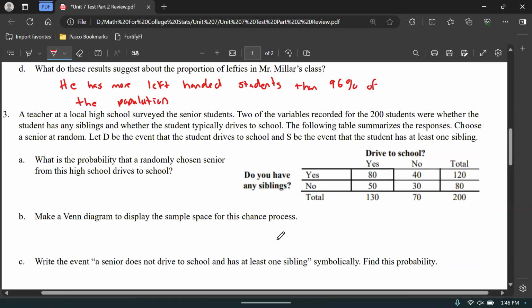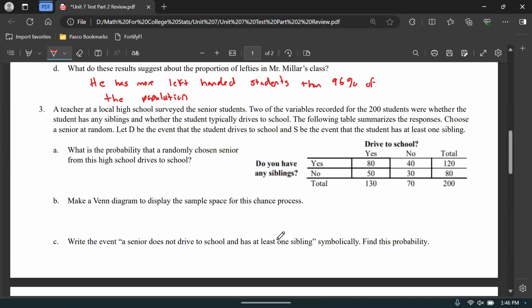All right, a teacher at a local high school surveyed the senior students. Two of the variables recorded for the 200 students were whether the student has any siblings and whether the student typically drives to school. The following table summarizes the responses. Choose a senior at random. Let D be the event the student drives to school and S be the event they have at least one sibling. What's the probability that a randomly chosen senior from this high school drives to school?